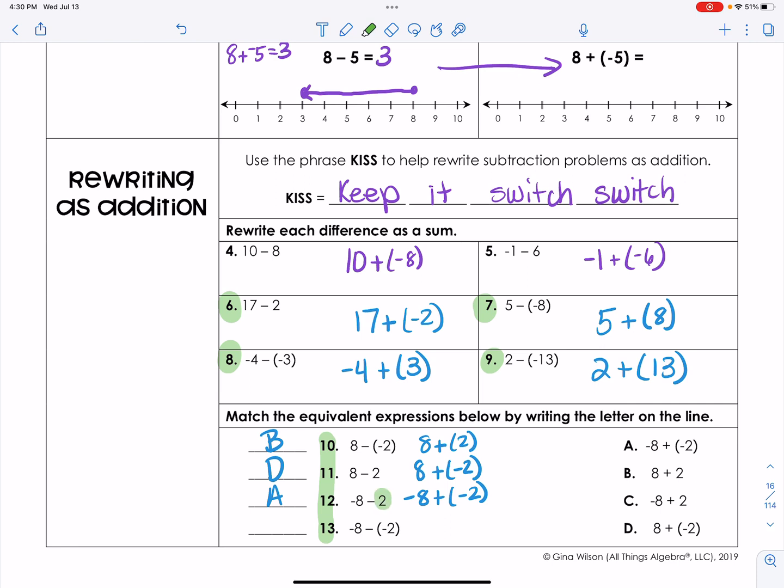That one's tricky because this 2 is positive, right? When you subtract, you're adding the opposite. And then the next one would be a negative 8 plus, the opposite is a positive 2. I don't really need the parentheses, not really sure why I wrote them, but that would be C.